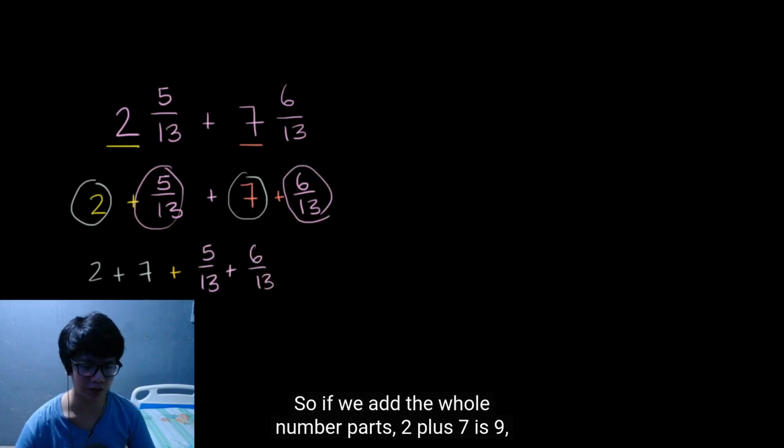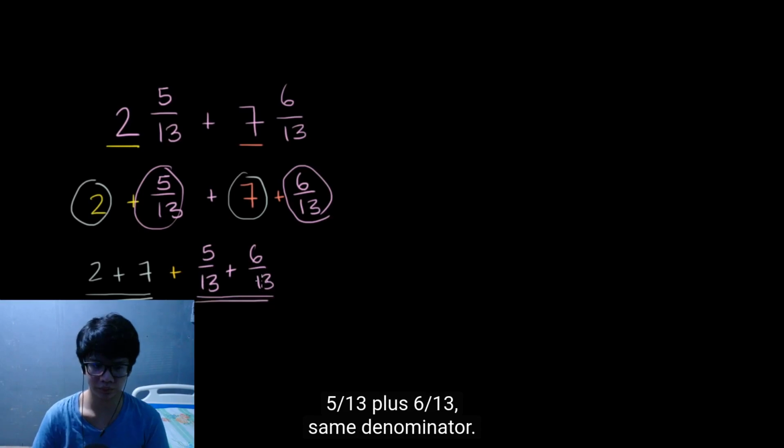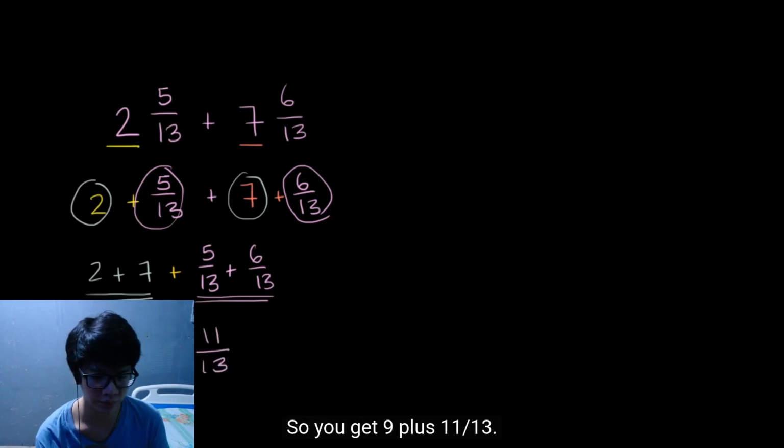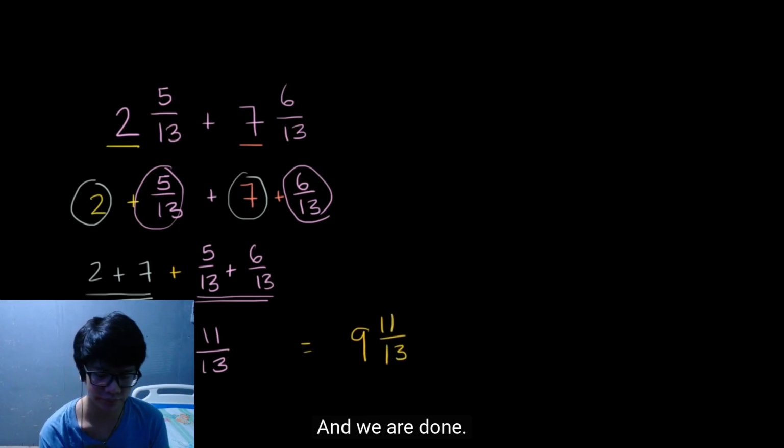So if we add the whole number parts, 2 plus 7 is 9. And the fractional parts already have the same denominator in this problem. 5/13 plus 6/13, same denominator. You're going to get 11/13. 5 plus 6 is 11. So you get 9 plus 11/13. Well, that's just the same thing as 9 and 11/13. And we are done.